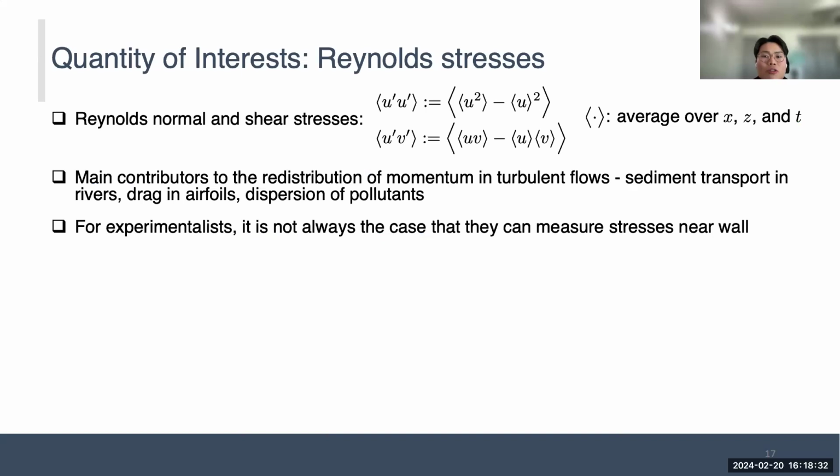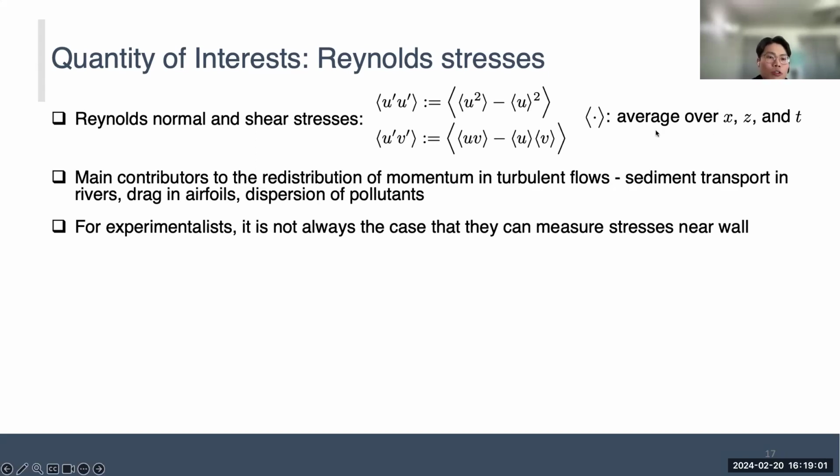So our quantity of interest is Reynolds stresses, and particularly the normal stress and shear stress. The normal stress is ⟨u'u'⟩ and the shear stress is ⟨u'v'⟩, where u' is the velocity fluctuation, and the angle bracket here is the average operator over x and z, which are the homogeneous directions, and the time t.